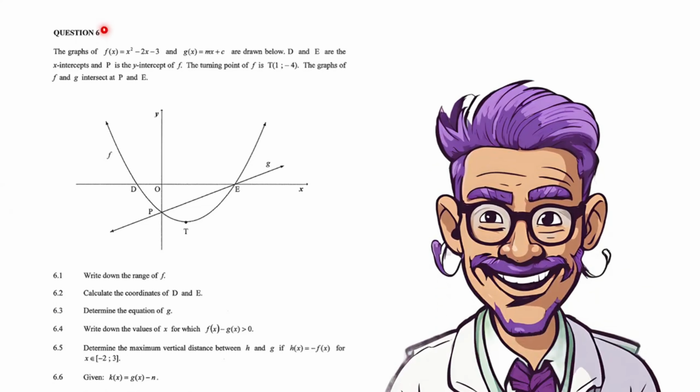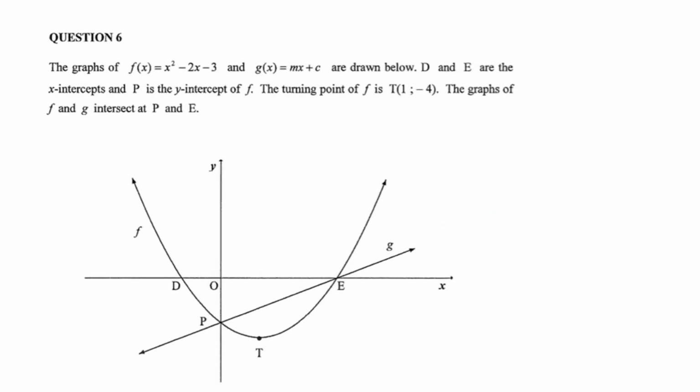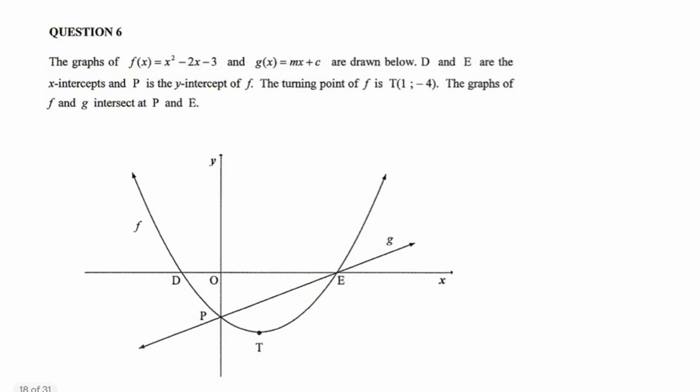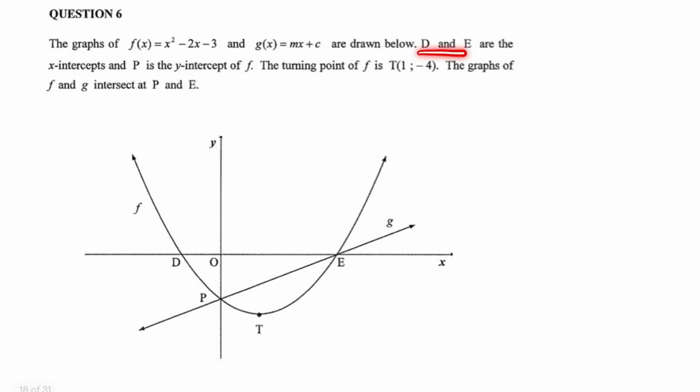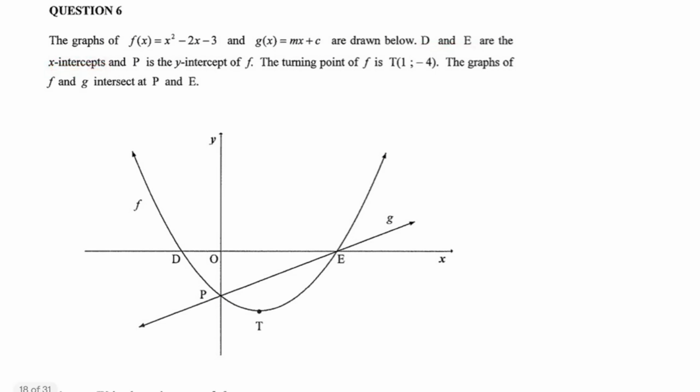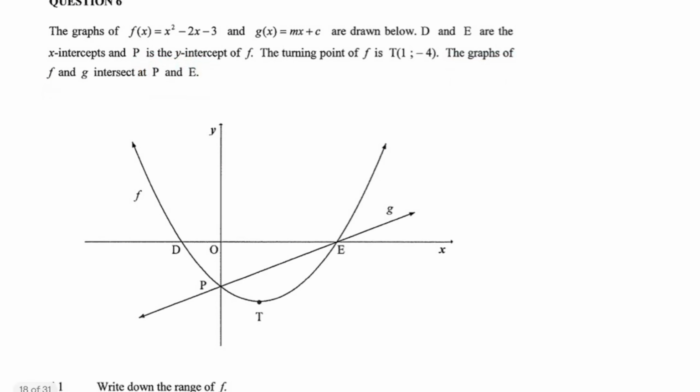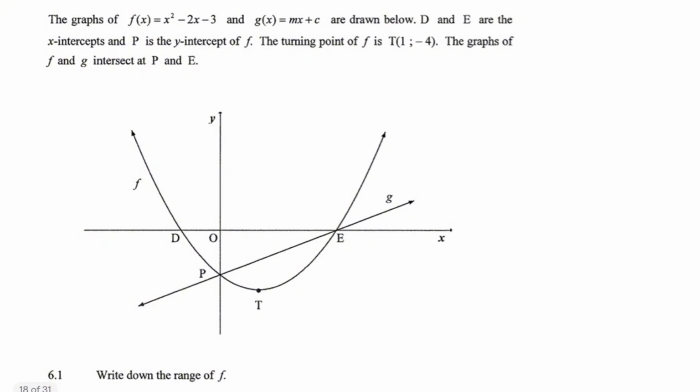Let's move on to question 6 of Mathematics Paper 1 of June of 2024. The graphs of f(x) equals x squared minus 2x and g(x) equals mx plus c are drawn below. D and E are the x-intercepts and P is the y-intercept of f. The turning point of f is T(1, -4), and the graphs of f and g intersect at P and E. Now, before I attempt the questions, I would like to fill in the information on my diagram.